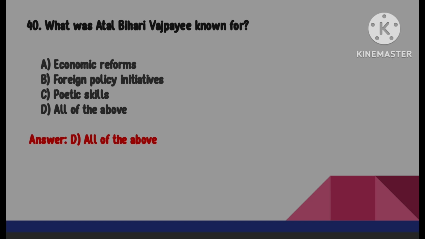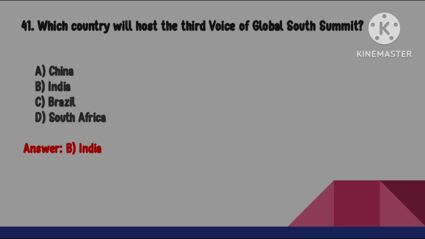What was Atal Bihari Vajpayee known for? Option A. Economic reforms. Option B. Foreign policy initiatives. Option C. Poetic skills. Option D. All the above. And the right answer is option D. All the above. He was known for his leadership, poetic skills, economic reforms, and foreign policy initiatives. And the next question is, which country will host the third Voice of Global South Summit?